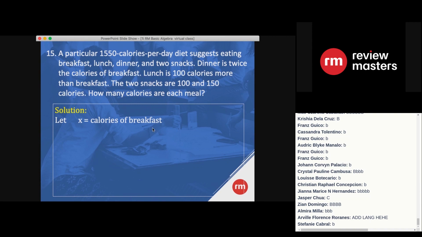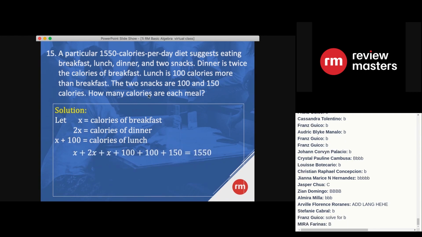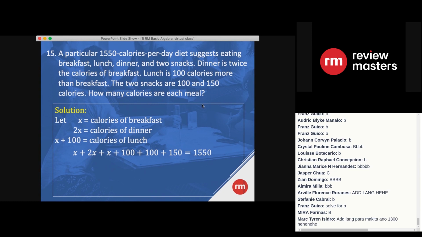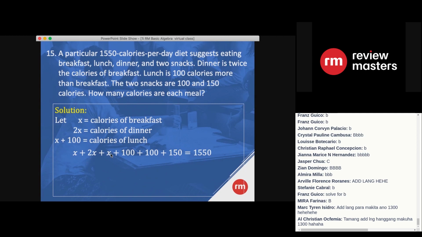We will let X be the calories for breakfast. Dinner is twice the calories for breakfast, that's why it is 2X. Lunch is 100 calories more than breakfast, so it became X plus 100. How many calories are each meal? So this X is breakfast, this is lunch, this is dinner, and these are your 2 snacks, the 100 and 150.